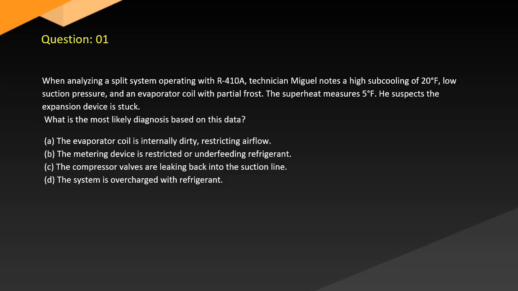A. The evaporator coil is internally dirty, restricting airflow. B. The metering device is restricted or underfeeding refrigerant. C. The compressor valves are leaking back into the suction line. D. The system is overcharged with refrigerant.